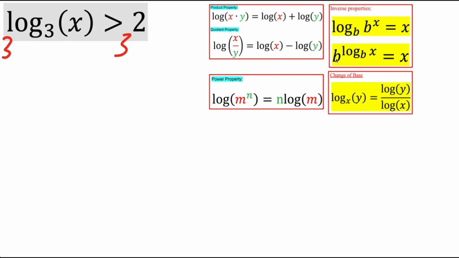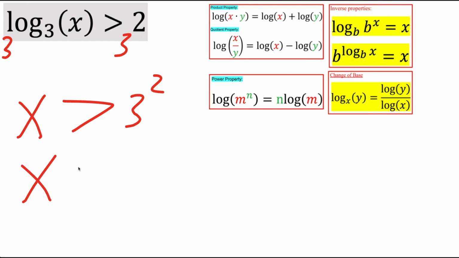So this is saying 3 raised to log base 3 of x. By doing this, all of this gets canceled, and you just get the inside piece. You just get the x. So we're going to get x is greater than 3 squared. And 3 squared is 9. x is bigger than 9.